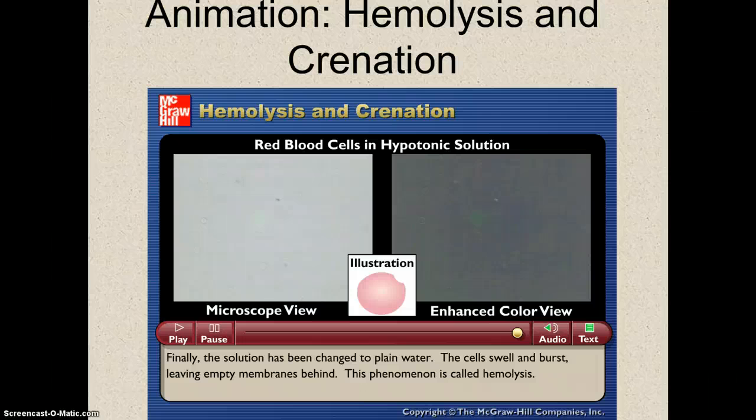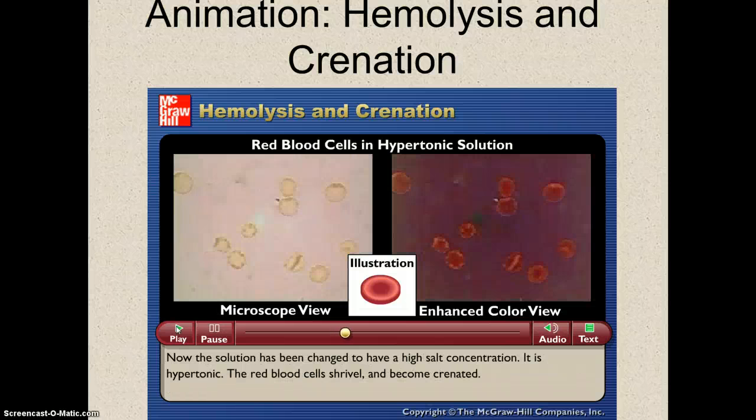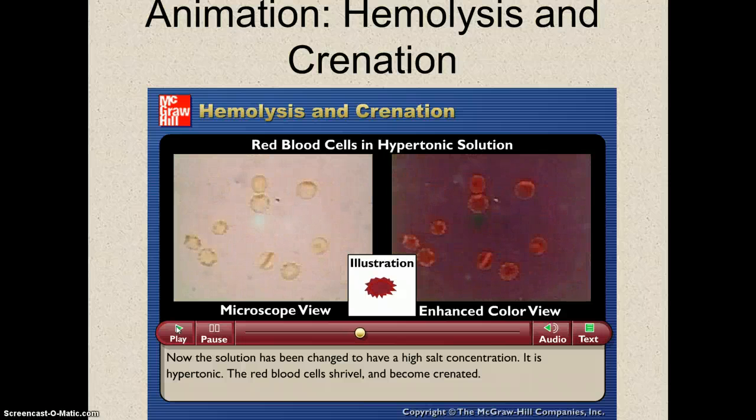This concludes my experiment. Now we'll look at one more illustration with blood cells. And again, you have a good animation on your PowerPoints to show the difference between water moving in and water moving out, in this case, red blood cells. The image on the left is human erythrocytes, or red blood cells. The image on the right is enhanced with filters. These living cells are in isotonic solution. Note the lozenge shape.